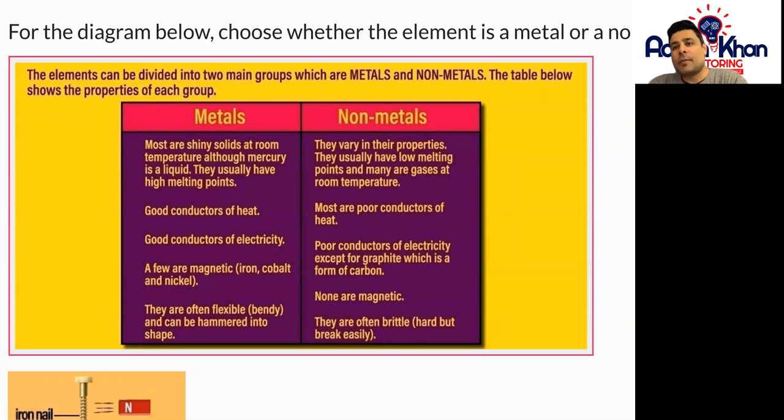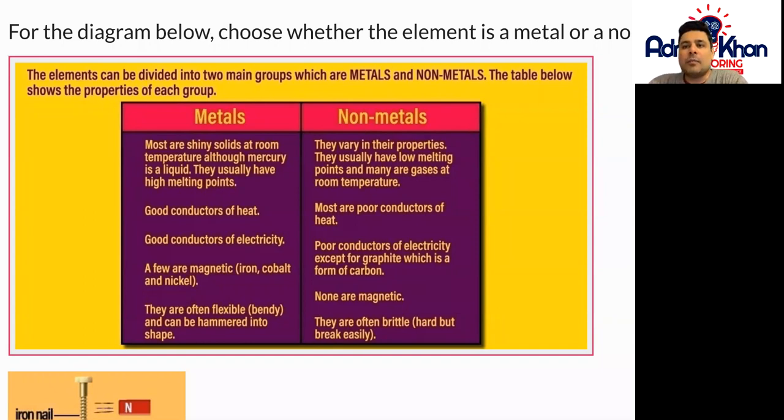Let's have a look at non-metals. Non-metals vary in their properties. They usually have low melting points and many are gases at room temperature. Most are poor conductors of heat, so heat will not go through them. They are also poor conductors of electricity, except for graphite, which is a form of carbon.